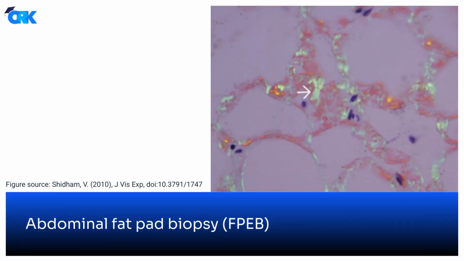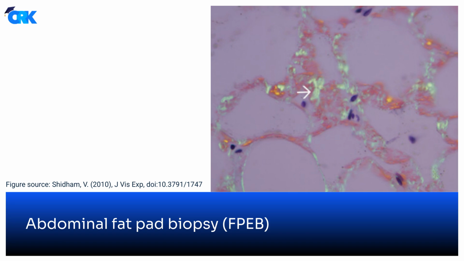Now, let's take a moment to examine this high-power view of fibro-adipose tissue, stained with Congo red and visualized under polarizing light microscopy. What you're seeing here is amyloid deposition within the walls of small blood vessels. The hallmark feature is the apple green birefringence, which is clearly visible under polarized light, indicated here by the white arrow. This classic staining pattern confirms the presence of amyloid fibrils.